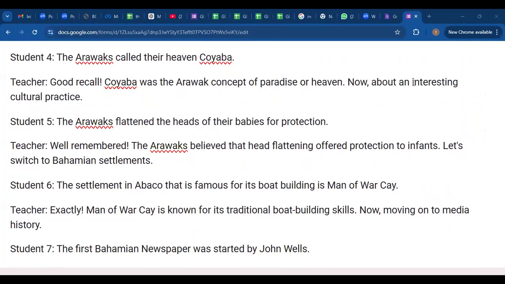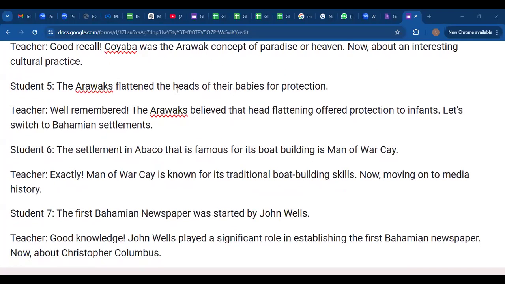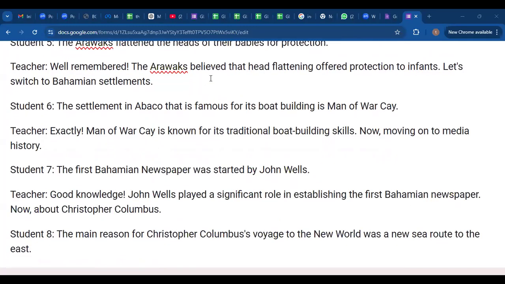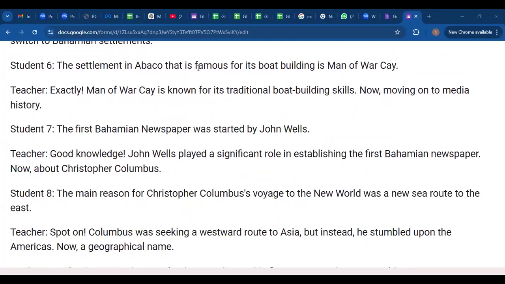Now, about an interesting cultural practice. The Arawaks flattened the heads of their babies for protection. Well remembered. The Arawaks believed that the head flattening offered protection to infants. Now let's turn to Bahamian settlements. The settlement in Abaco that is famous for its boat building is Man-O-War Cay.